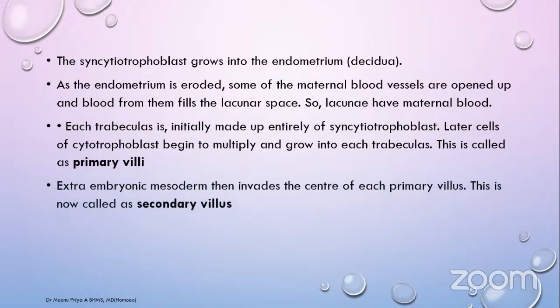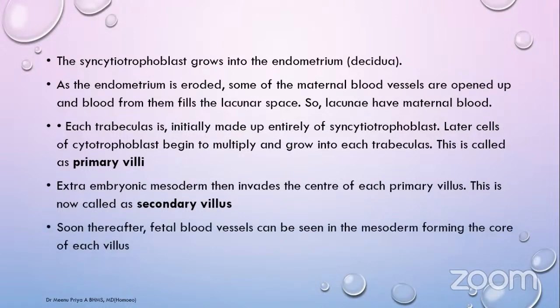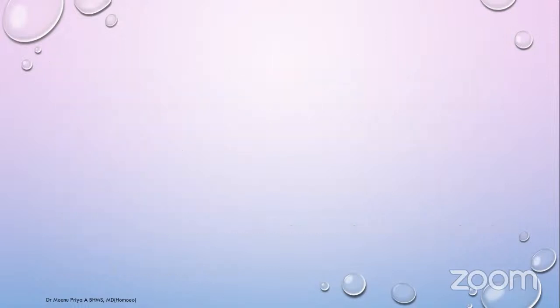because there is erosion and they are getting into the decidua, and this is called primary villi. Extra embryonic mesoderm then invades the center of each primary villus, and this becomes the secondary villus. Soon after, fetal blood vessels can be seen in the mesoderm forming the core of each villus, and that villus is called the tertiary villus. So always remember, the tertiary villus has vascularity. Blood vessels are seen in the tertiary villus.